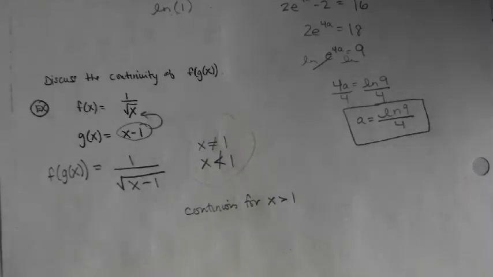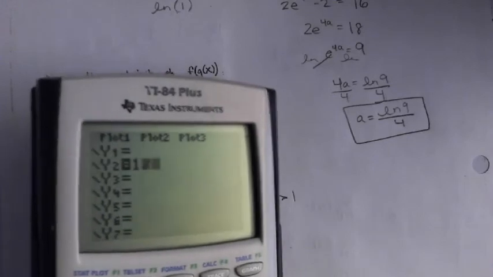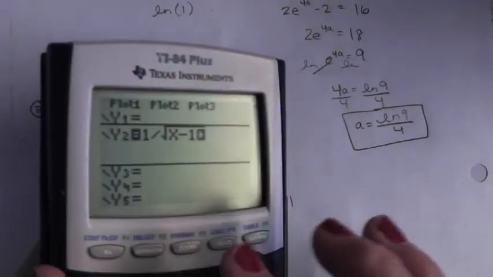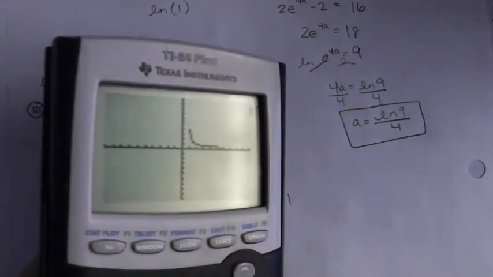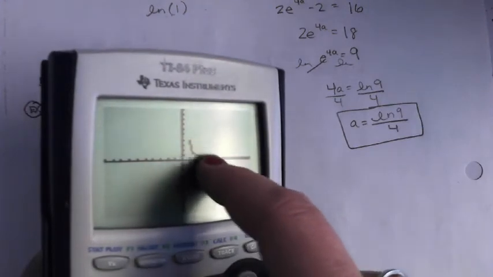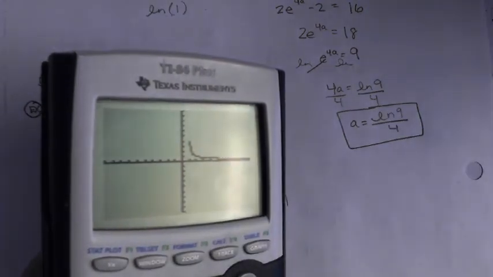And just for the fun of it, let's take a look at this function. 1 divided by the square root of x minus 1. And there we are. For all values greater than 1, it's continuous.